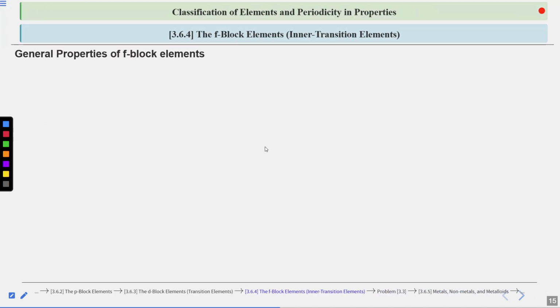Then we will move to the last block, which is the f block elements. The first important point is that all the f block elements are metals. Most important point. Second, all the elements within a series: if you are considering the lanthanoids, then all the lanthanoids have similar properties. Similarly, all the actinoids have similar properties.